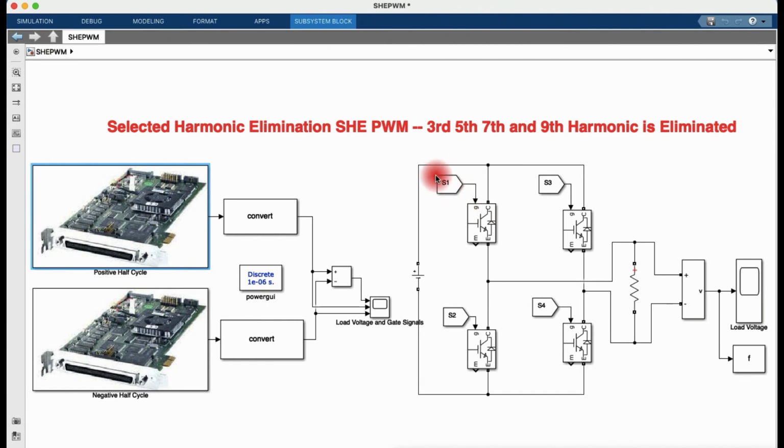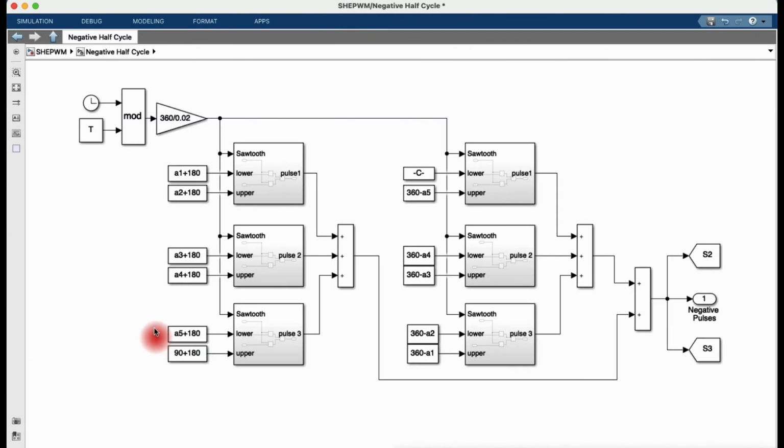It is connected over here. This is the from block. So the S1 signal will be applied over here, and the same signal will be applied at S4. And similarly, if we talk about S3 and S2, they will be taking the signals from their go-to block and will be applying it over here, and that will be for the negative half cycle.